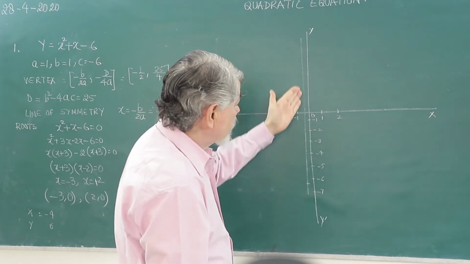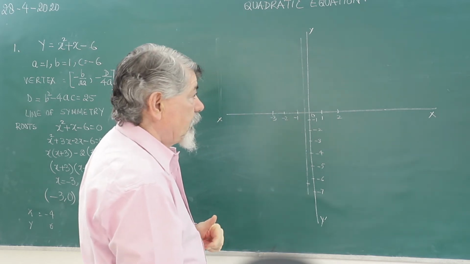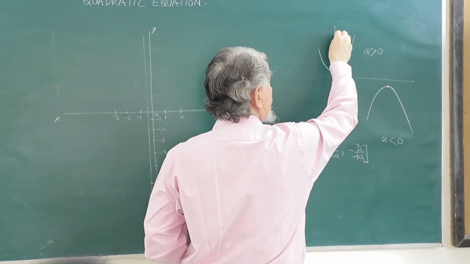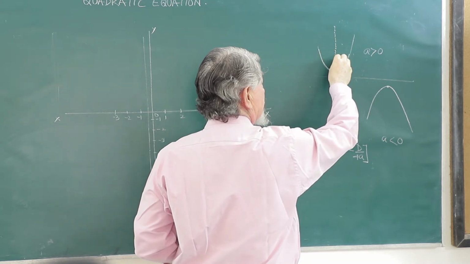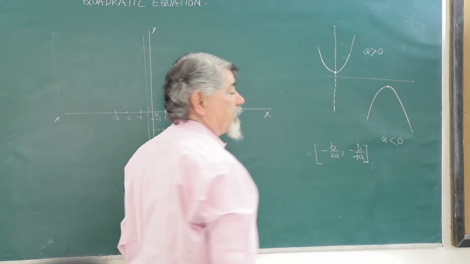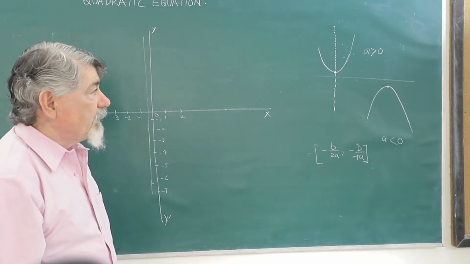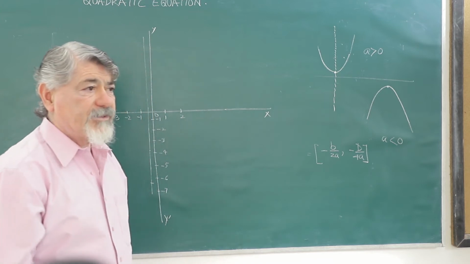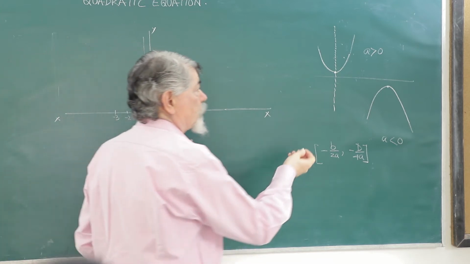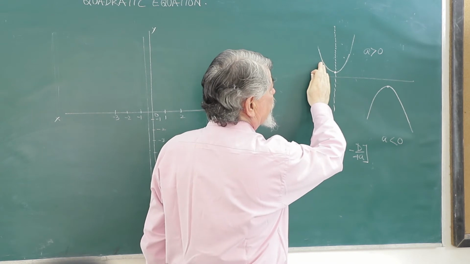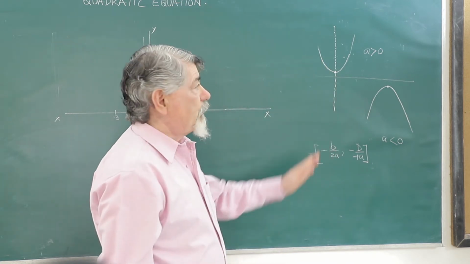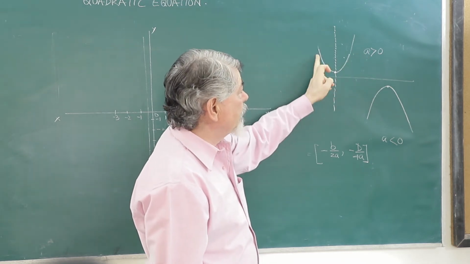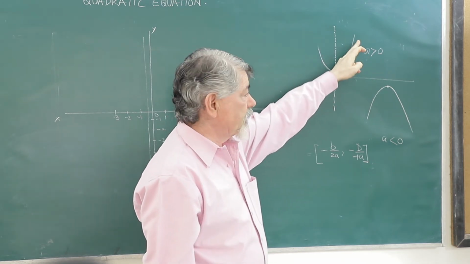And I have drawn the line of symmetry. Parabola, what is the line of symmetry? If I draw a vertical line through the vertex, I get a line of symmetry. And what is line of symmetry? All the points on the left and right of this line of symmetry will be symmetrical. That is what line of symmetry is. This parabola is exactly symmetrical about this line. If I fold this parabola along this line, then this portion will cover this portion completely.